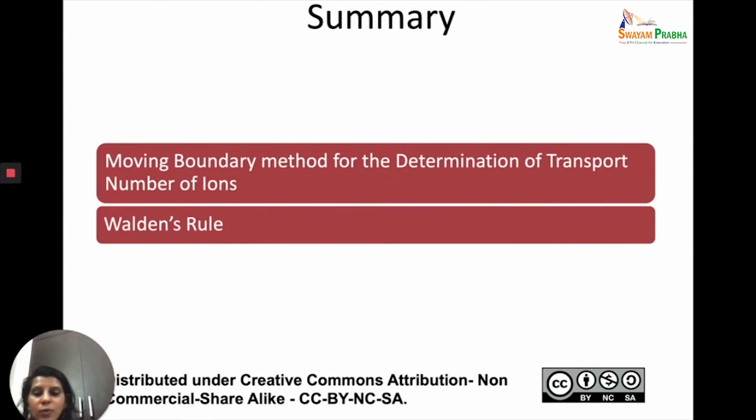Now let's recall what we have done in today's class. We have looked at the numericals related to Hittorf's method so that we could revise what we had done in the previous class. Then we looked at the moving boundary method for the determination of transport number of ions in very much detail, followed by a look at Walden's rule. So with this we wind up today's class.